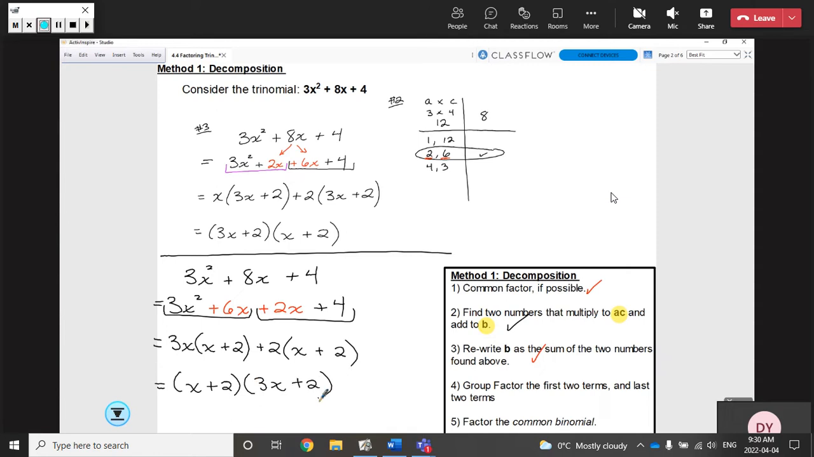And if you look closely at both answers, they are both the exact same. Now I know one has the 3x plus 2 first and the x plus 2 second. This one has the x plus 2 first and the 3x plus 2 second. But I know you know that it doesn't matter the order, just like in simple factoring, right? Where we're multiplying two things by one another, so the order doesn't matter with multiplication.